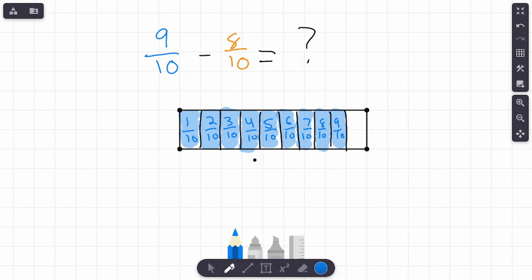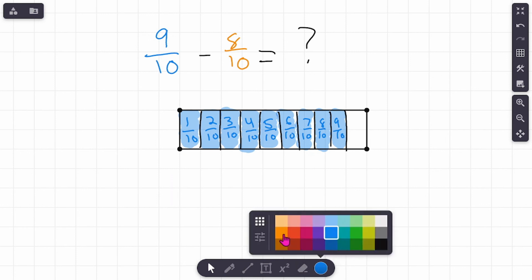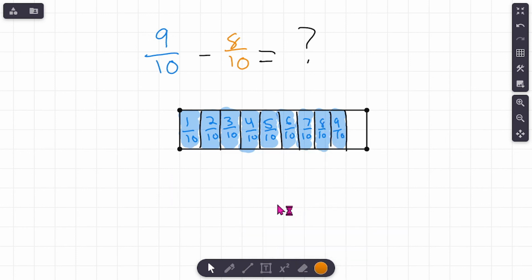Did you solve this one already? If you did, let's see if you got it correct. So I have 9/10 on the screen. I am taking away 8/10. So let's do that. Let's take away 8/10.